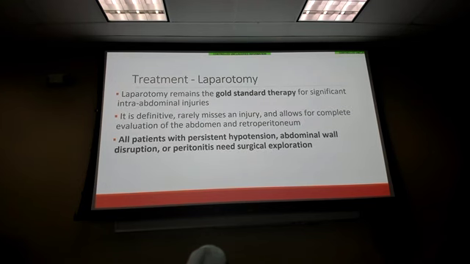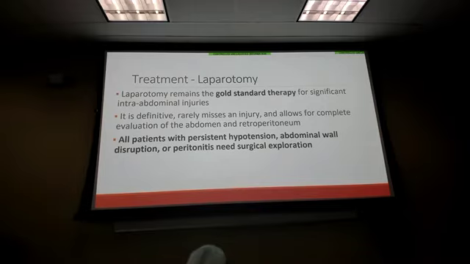And then what's the treatment? Like I said at the beginning, exploratory laparotomy is going to be our treatment for any significant intra-abdominal injuries. So anything we think violated or penetrated the peritoneum, they're going to get that. Anybody with intra-abdominal bleeding, they're going to get exploratory laparotomy. And that's going to be the definitive way to identify any significant injury in the peritoneal cavity.